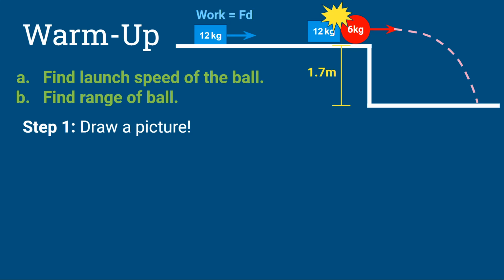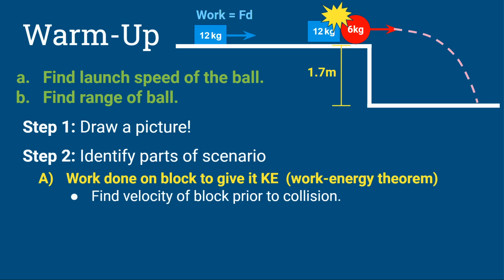Obviously, for the projectile part, you have to use projectile motion, but there's also a collision, so we also have to use conservation of momentum. There's also work being done to get it to move, so we have to use the work energy theorem. There's a lot of different things happening here, and so you do need to identify the different parts of the scenario.